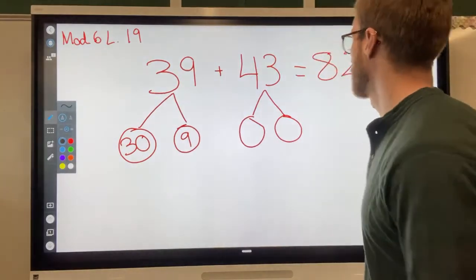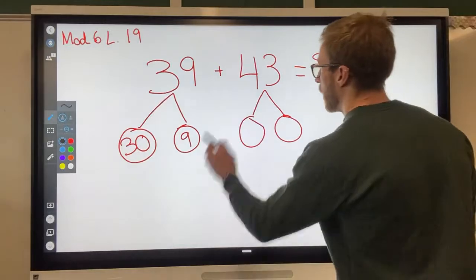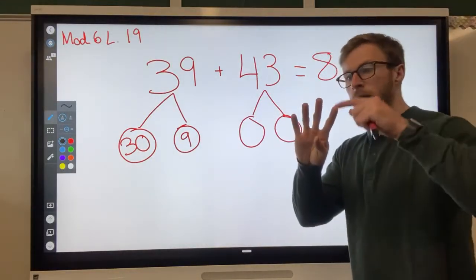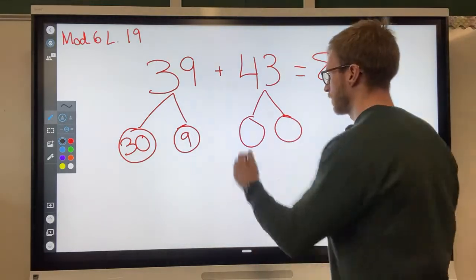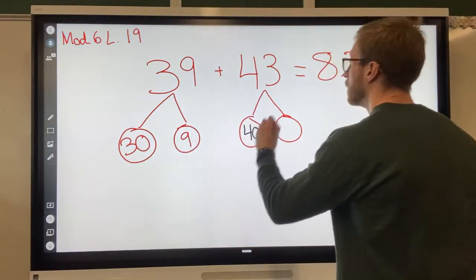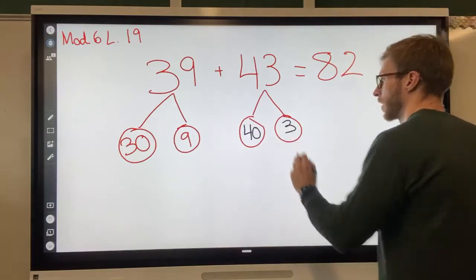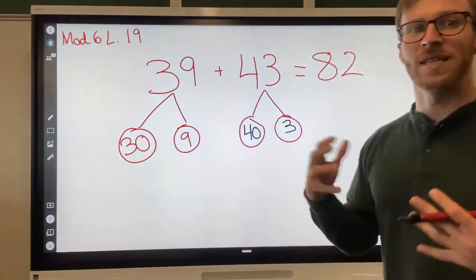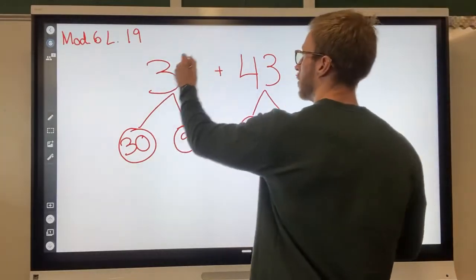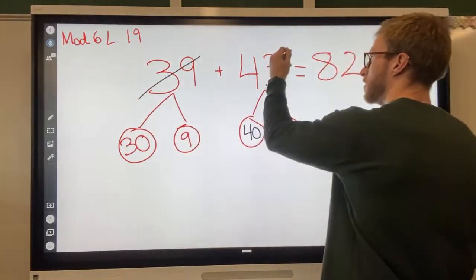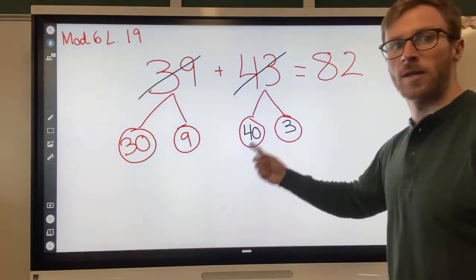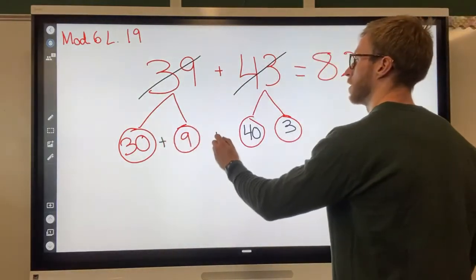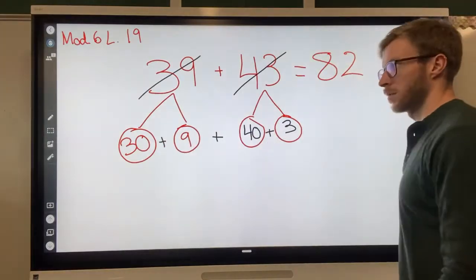Okay, so now we have 4 tens in the number 43, so 4 tens, 10, 20, 30, 40. And then 3 ones is 3, okay? So now I have more numbers, but I have easier numbers to add with, okay? So I don't have 39 anymore because I split it up. I don't have 43 anymore because I split it up. So now I basically have 30 plus 9 plus 40 plus 3.